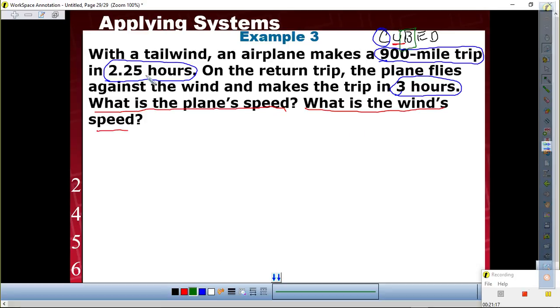Key information here is tailwind. That's key. Next one, against the wind, which is part of the return trip. Okay. Okay, I think that's about it. We're going to exclude everything else.